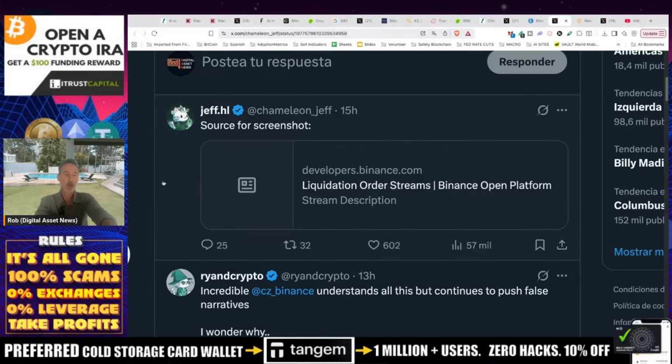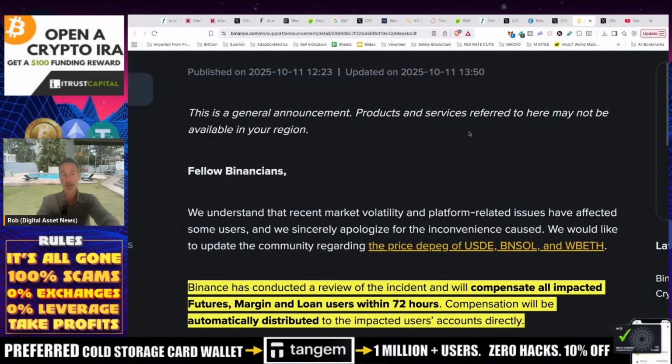So this is an ongoing story. I just know a lot of people lost a lot of money, and that's pretty much where we're at. Unfortunately, that's just how things go, especially as things happen.